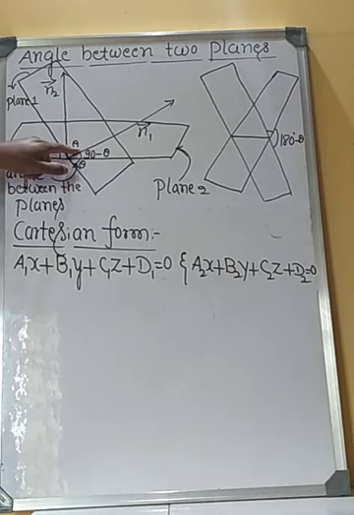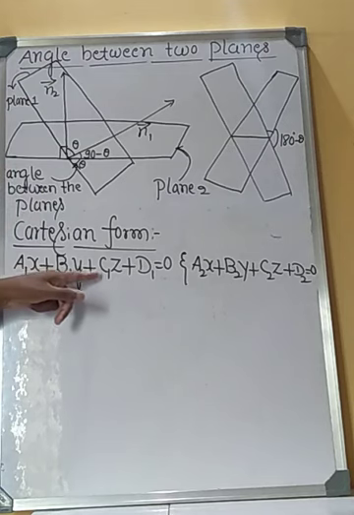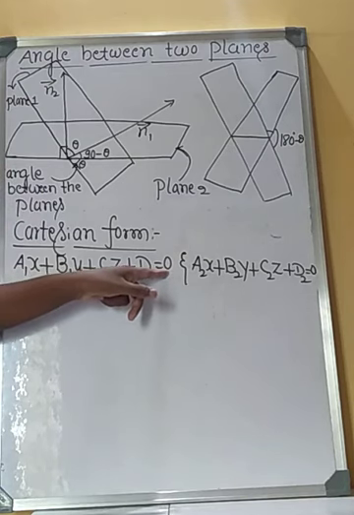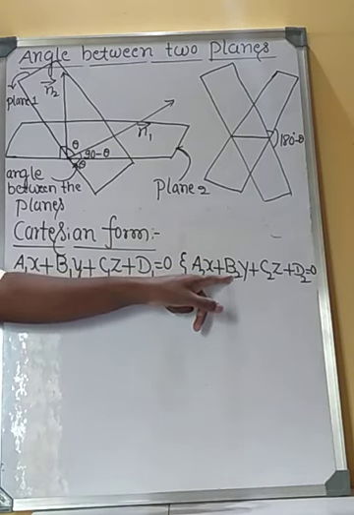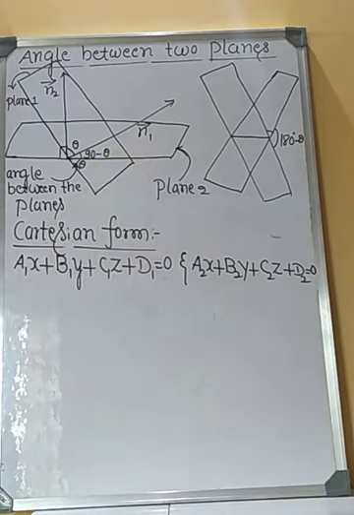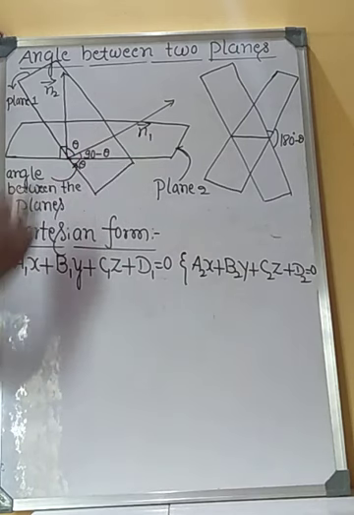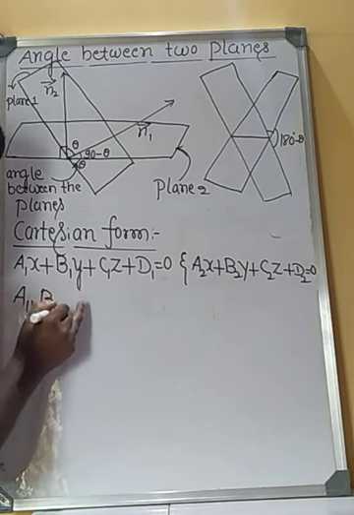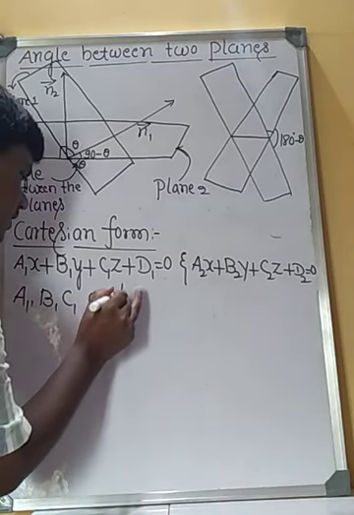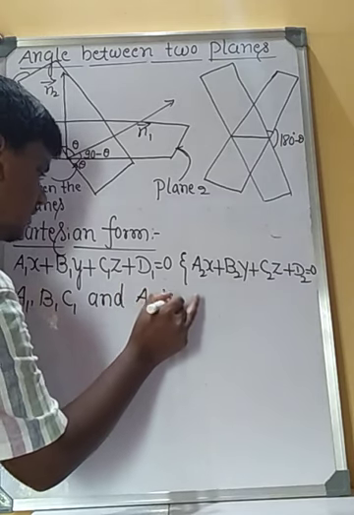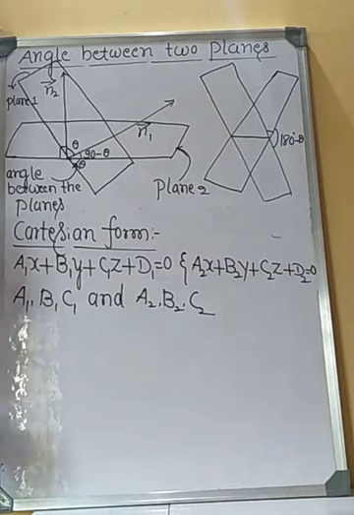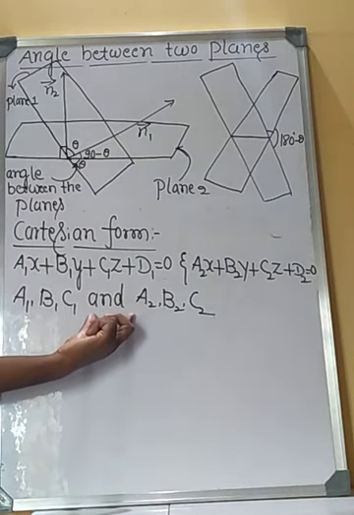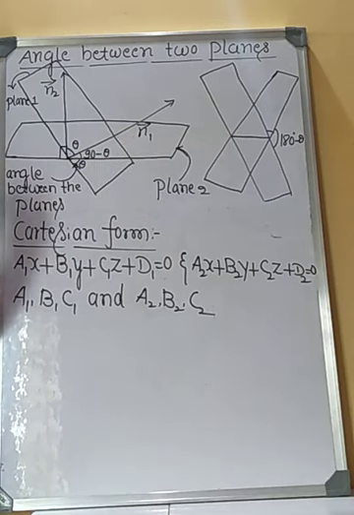Let theta be the angle between the planes A1x plus B1y plus C1z plus D1 equal to 0 and A2x plus B2y plus C2z plus D2 equal to 0, and the direction ratios of the normals to the planes are A1, B1, C1 and A2, B2, C2 respectively. These are the direction ratios of the normals to the planes.